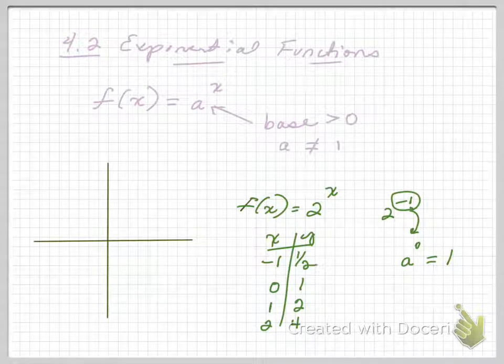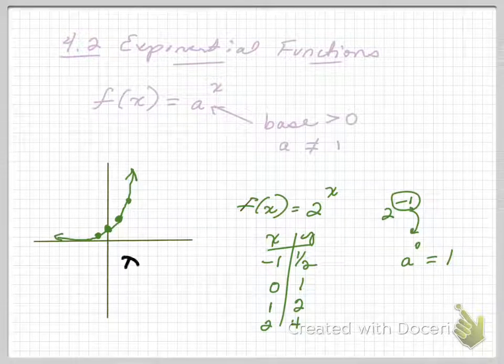So as you graph this, you have negative 1, 1/2, and 0, 1, and 1, 2, and then we have 2, 4. So you see, the graph that emerges is this one. You could plot more points if you needed to. You'll notice one thing about this function is that it is one-to-one, so it's going to have an inverse, which is going to be very important later on.